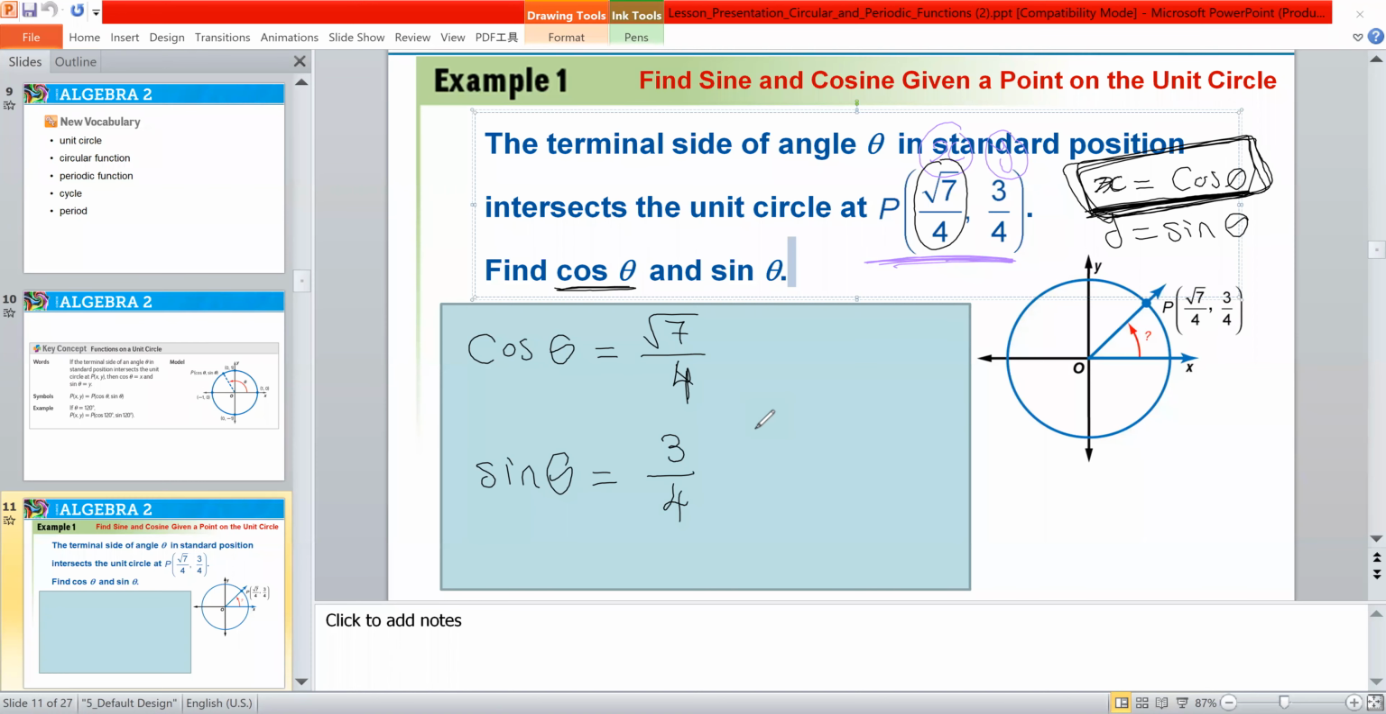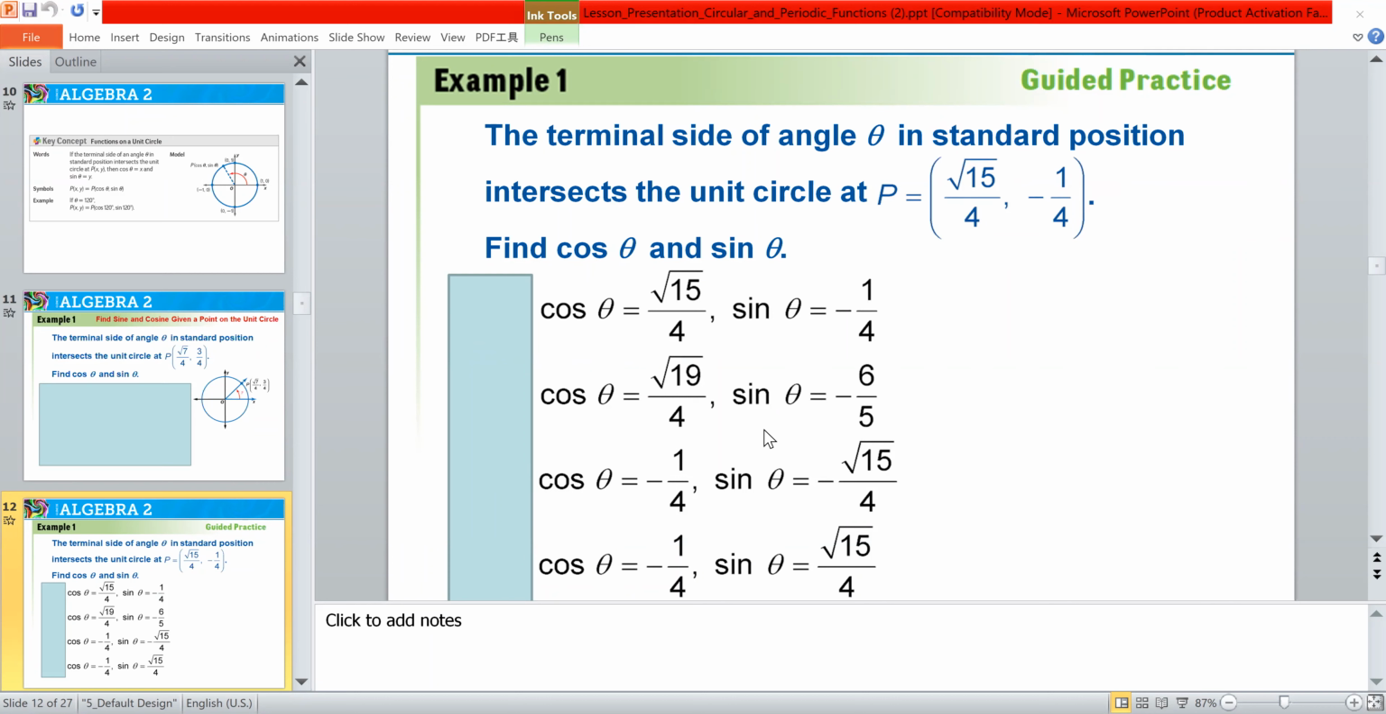Okay. This is the second example. I'm going to Musa. Please, can you read the example, please? The terminal side of angle theta in standard position intersects the unit circle at P, which equals root 15 over 4 and negative 1 over 4. Find cosine theta and sine theta.